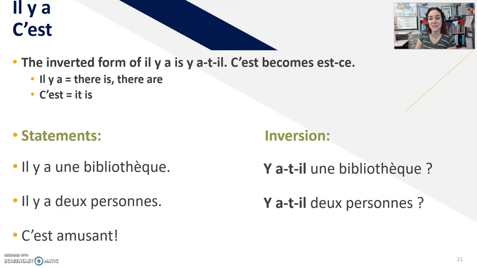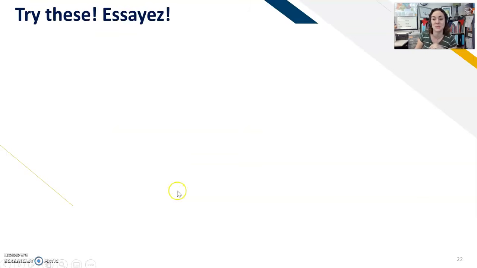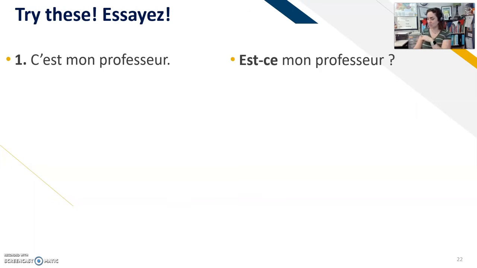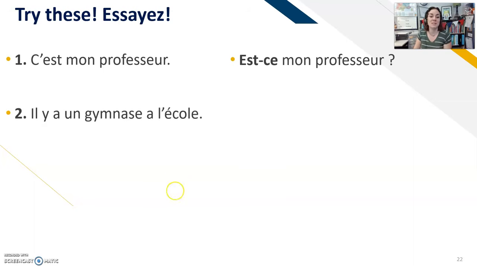C'est amusant. That's funny. Is it funny? You're going to flip and it'll be est amusant. Is that funny? Here's two more examples. C'est mon professeur. That's my teacher. Maybe you don't know who that person is and you want to say, is that my teacher? Est-ce mon professeur?